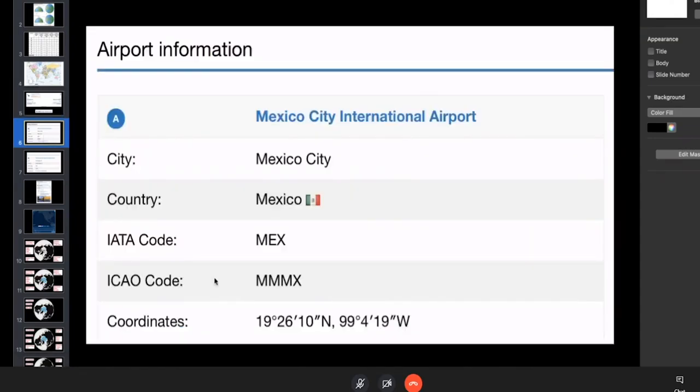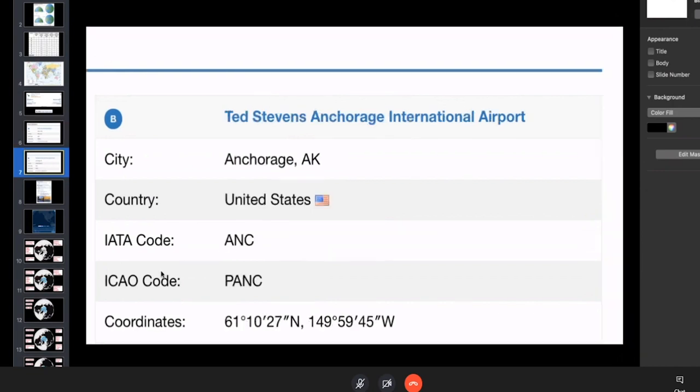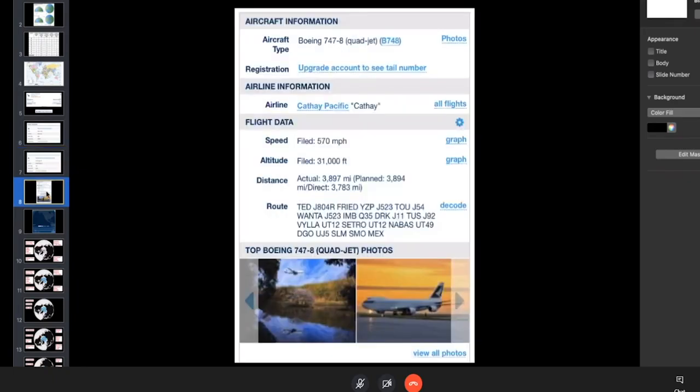And here you can see the latitude and longitude. For the sake of simplicity, in most cases, I've used 20 degrees and 100 degrees for Mexico City, and 60 and 150 for Anchorage, Alaska. It's not going to make that much of a difference to the analysis. This is the plane that we're talking about. Not that it makes a lick of difference, but its max speed is 570 miles per hour. It's a Boeing 747-8. Its max altitude in this flight was 31,000 feet. You can see the distance that it went, about 3,800 miles.